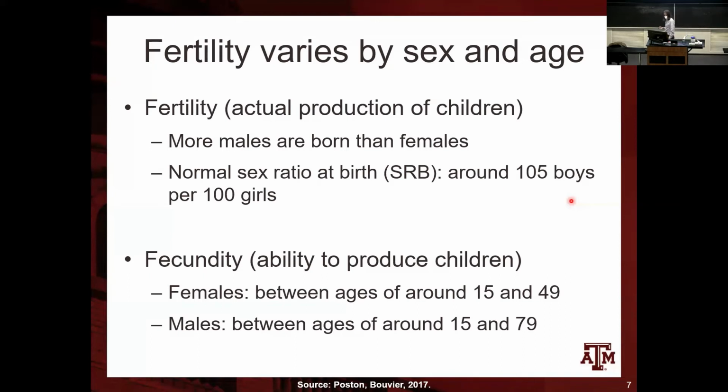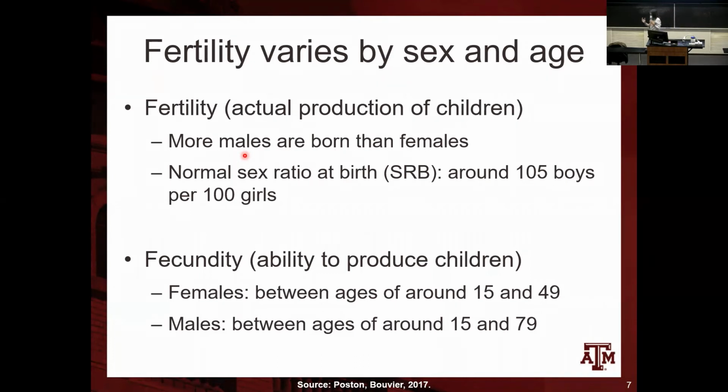Fertility and fecundity vary by sex, right? As we talked about before, in the actual number of children being born, the actual production of children, we usually have more baby boys than baby girls, even if there is no preference for sons. The normal sex ratio at birth is around 105 boys being born for every 100 girls.